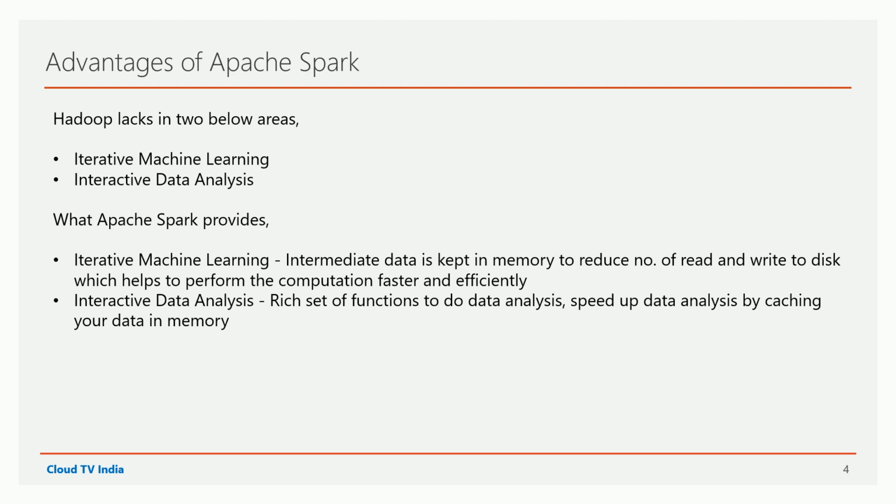Okay, next we'll try to find out what is the issue or the lacking area in Hadoop with respect to mainly two areas. One is iterative machine learning and the other is interactive data analysis. Okay, what is iterative machine learning? Basically, if you take any machine learning algorithm, there will be a data set, and on the data set you want to implement a specific algorithm, for example logistic regression, linear regression or any other machine learning algorithm. What will happen is that on the data set the algorithm will run multiple iterations.